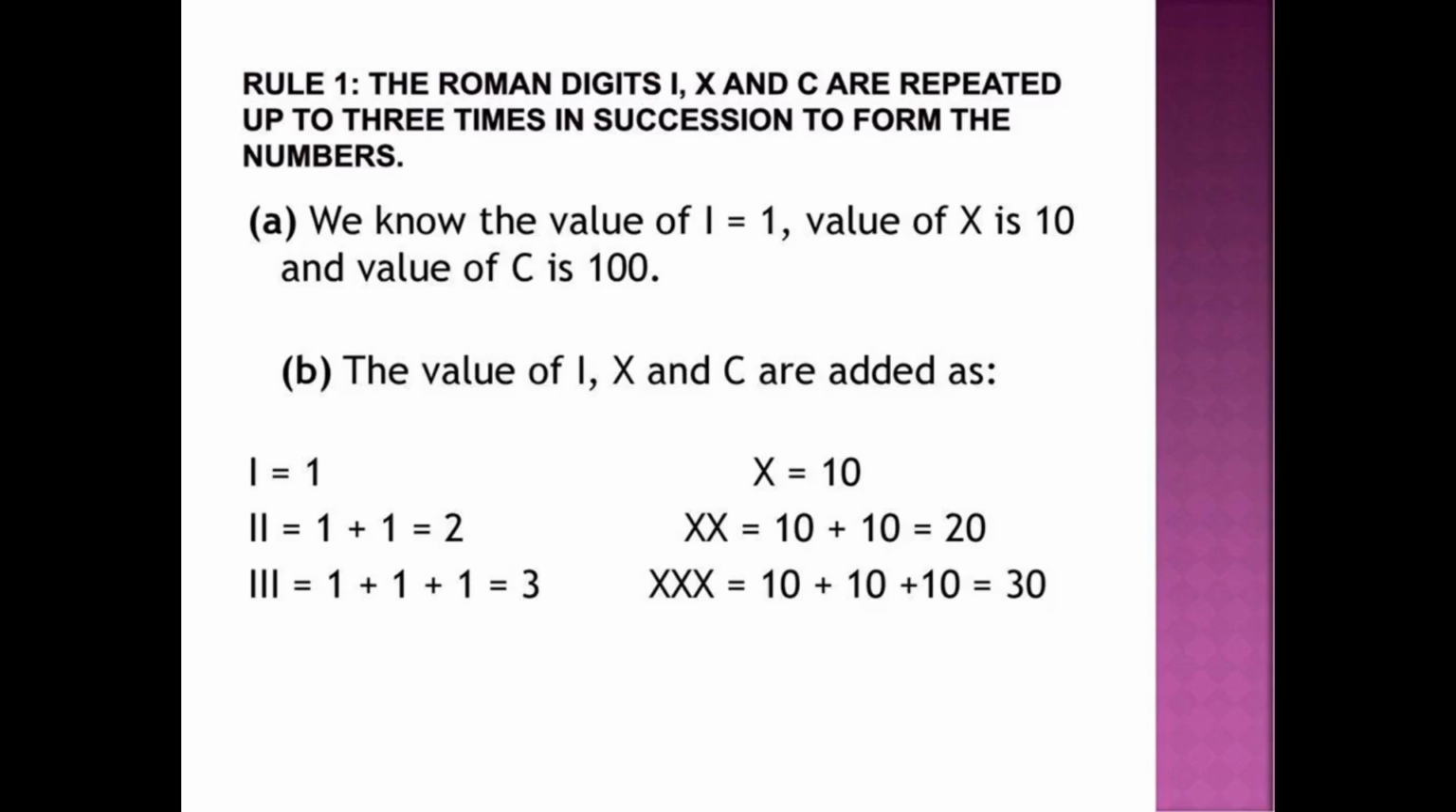Now X stands for 10, that means X is equal to 10. So double X means 10 plus 10, that is equal to 20. Triple X means 10 plus 10 plus 10, that is equal to 30. Hopefully it is clear to you.